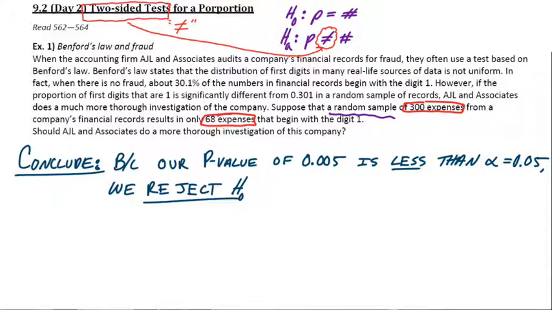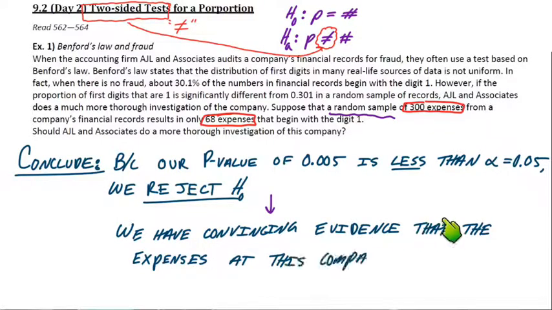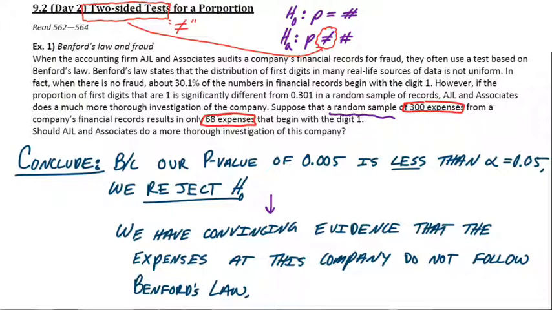This would only get half credit, though, because it doesn't really tell us what we're concluding in the context of the problem, right? So which one do we support? Do we support the null or do we support the alternative? Well, if we rejected the null, apparently we support the alternative. So we need to say that in context. So we do have convincing evidence, right? We have convincing evidence that the expenses at this company do not follow Benford's law, right? It's pretty much too far off of this 0.301 number for us to trust it. In other words, they should be audited or investigated further.